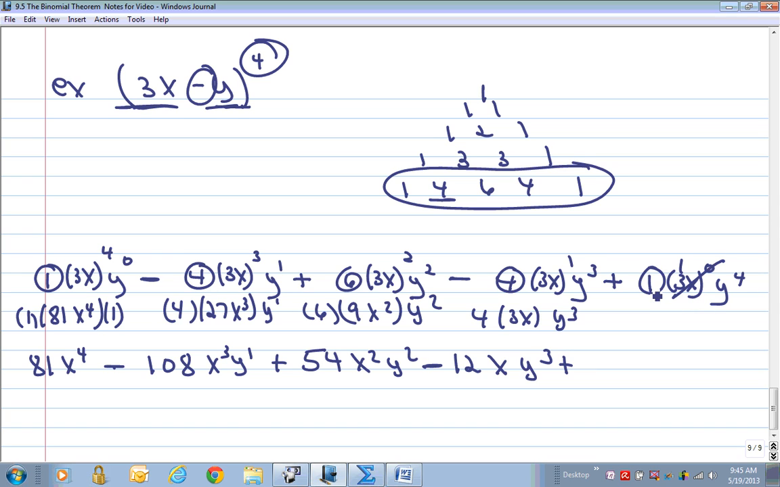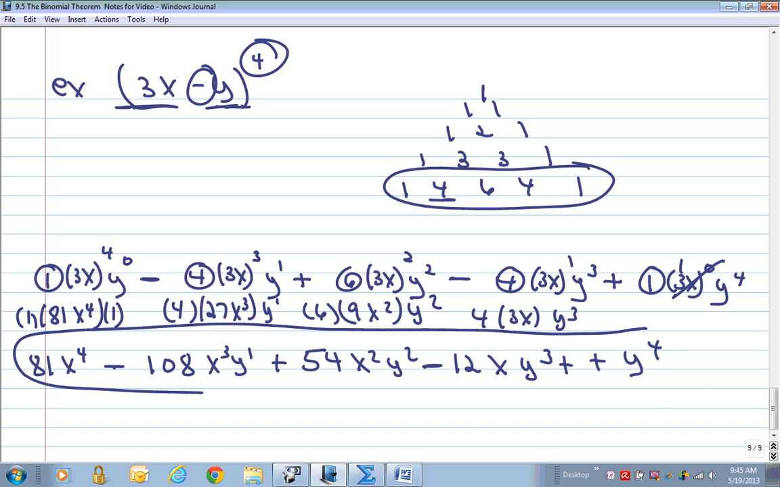3x to the 0 becomes a 1. That's 1 times x to the 4th. So I'm sorry, y to the 4th. So we have y to the 4th. That is our binomial expansion.